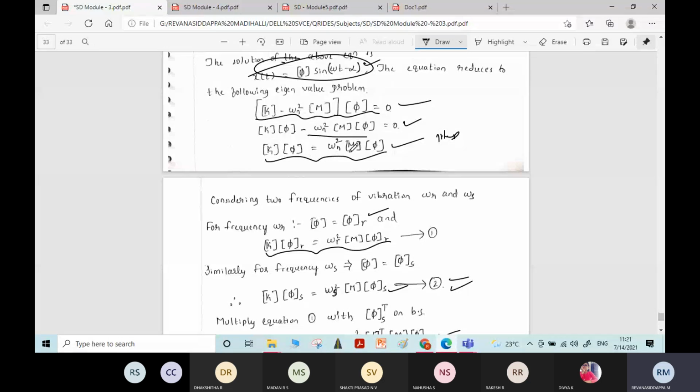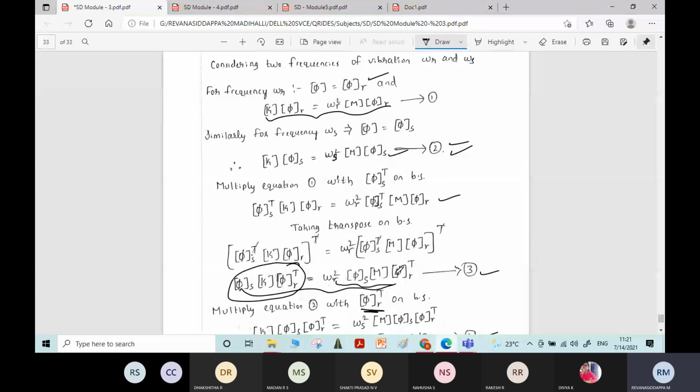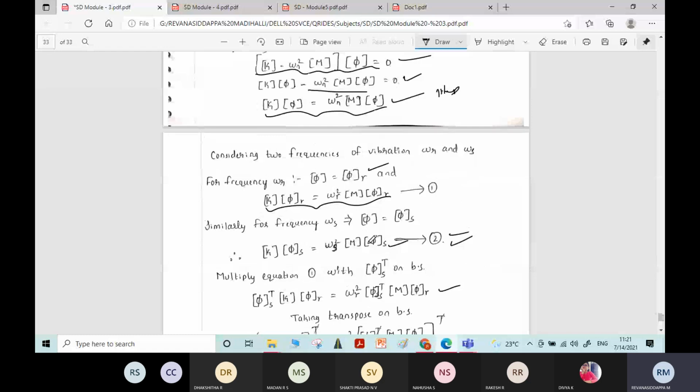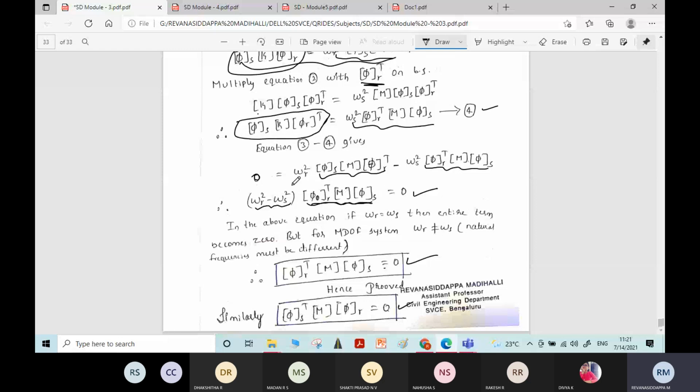With respect to natural frequency r and mode shape r, you rewrite this equation with respect to natural frequency omega s and mode shape pi s, and you will get 2 equations. For the first equation you multiply by pi s transpose, and after multiplying you take the transpose of the whole term on both LHS and RHS. For the second equation you multiply by pi r transpose, just keep it as it is, and equation 3 minus 4, you will finally arrive at this equation. As I said, this term cannot be equal to 0, therefore this term will be equal to 0. You write that sentence, and hence it is proved.